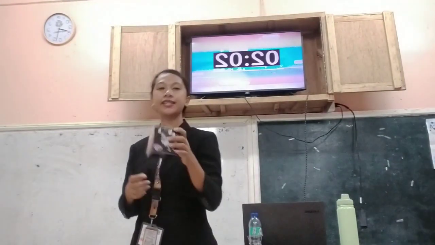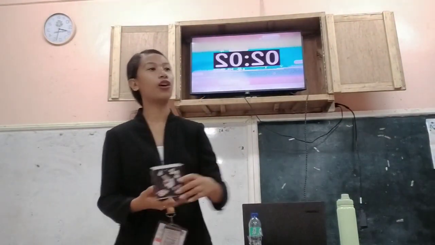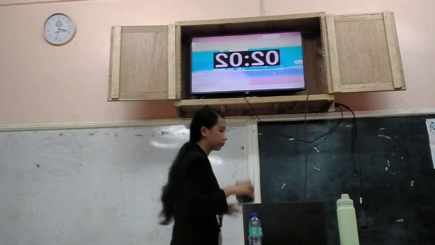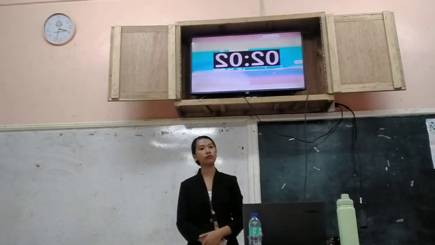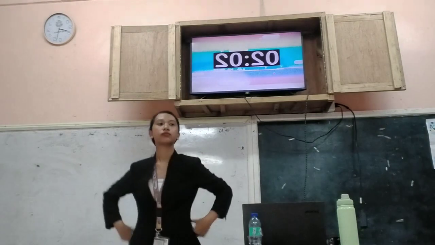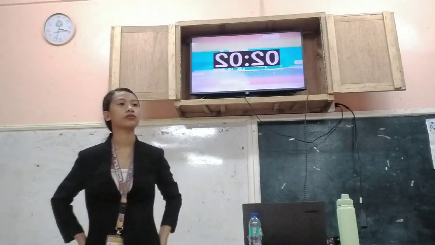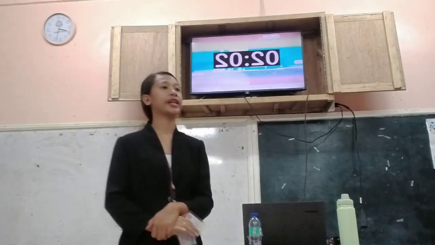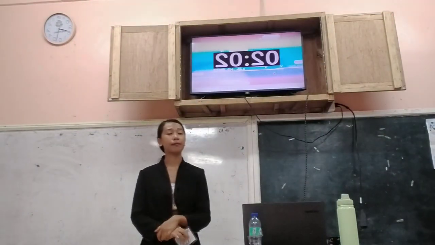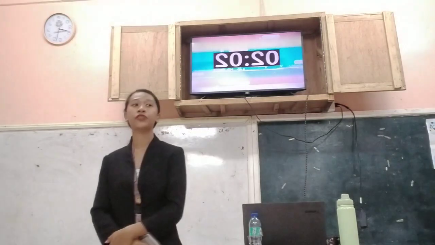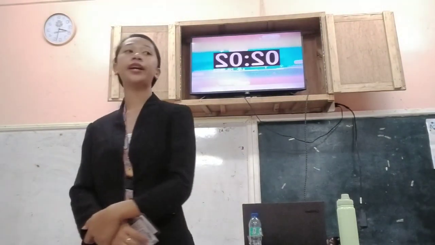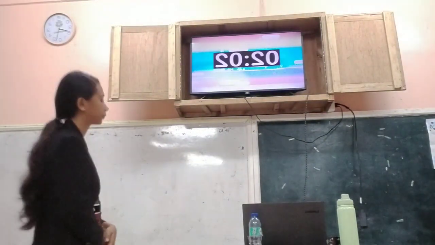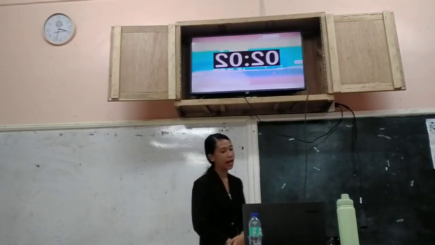And for the last number, okay, Aizel. What is the first step in multiplying mixed fractions? We convert it into an improper fraction. Okay, very good. Always remember, class, that in multiplying mixed fractions, we need to convert them first into improper fractions. Okay?